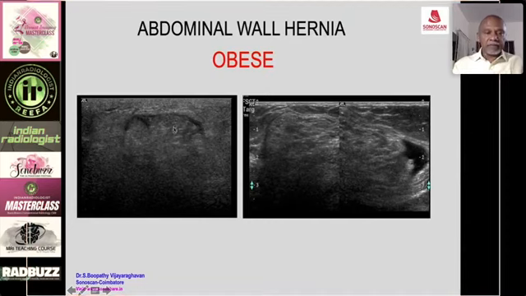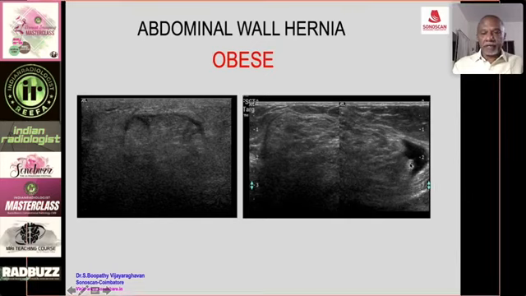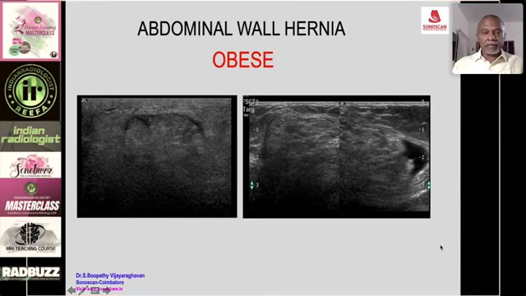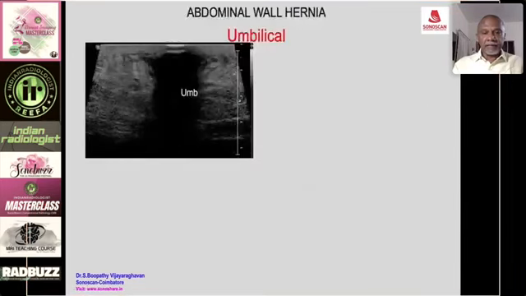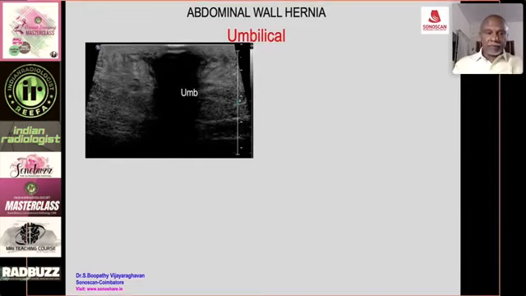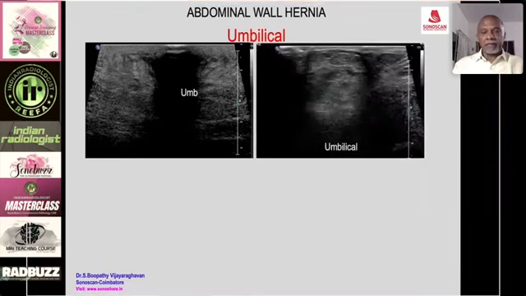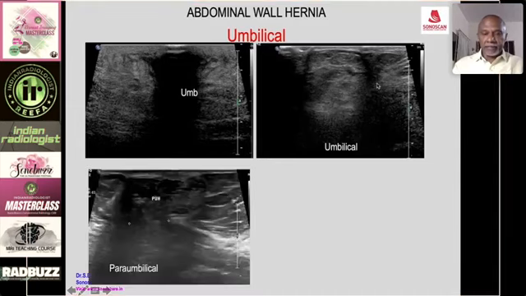You see the hernia with protrusion of the omentum outlined by a little fluid. Again here, omentum outlined by the fluid. So here ultrasound detects the hernia. And then umbilical hernia. So we come to the umbilical hernia, where there is a protrusion of the contents through the umbilicus or by the side of the umbilicus. So here through the umbilicus the omentum is herniated. So that is umbilical hernia.